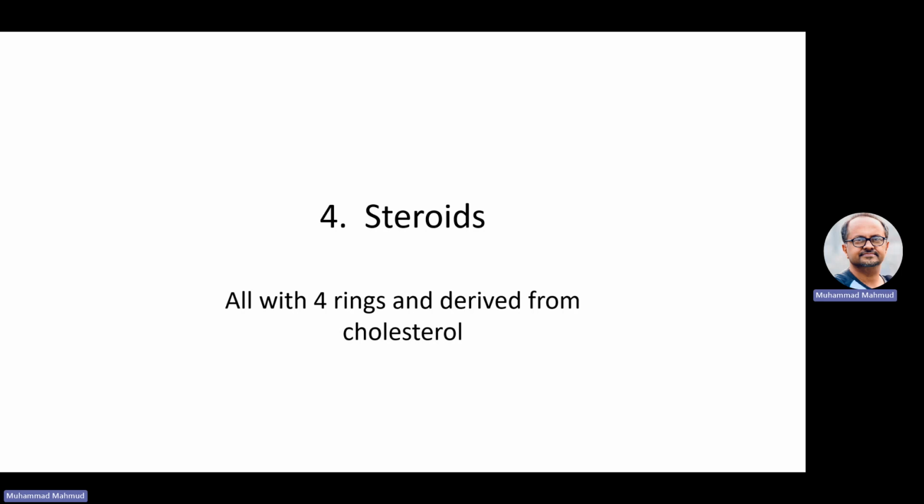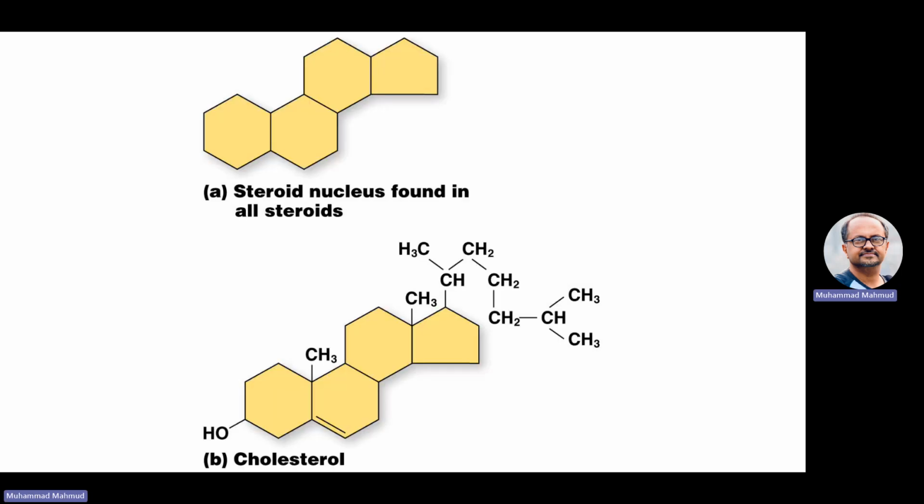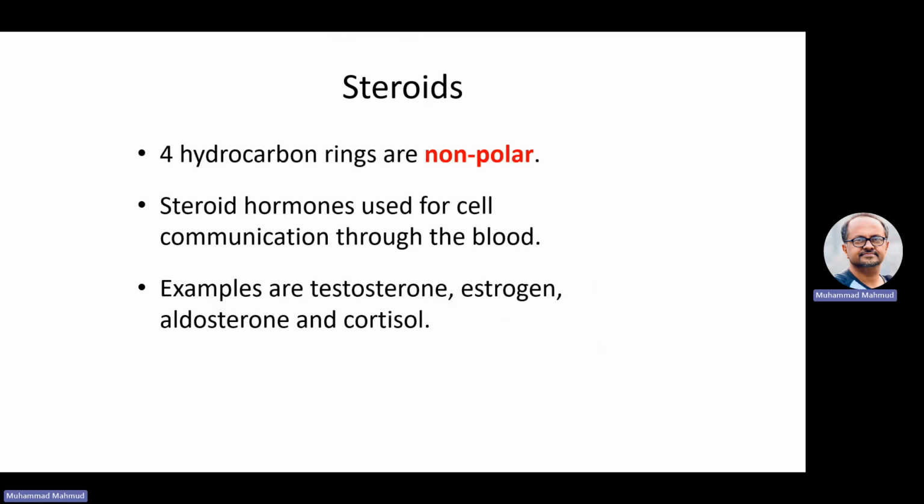The fourth and last type of lipid is steroid. All of these steroids have four rings, and they are derived from cholesterol. Have a look at their shape. So four rings you see there. You can also see the steroid nucleus found in all steroids. And they are non-polar. That makes sense, right? Because lipids or fats are usually hydrophobic and non-polar.